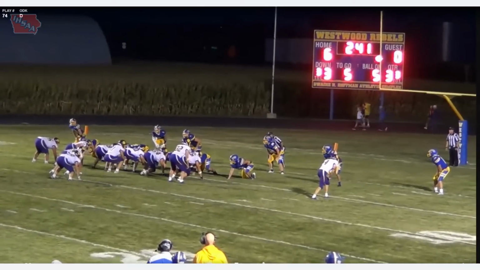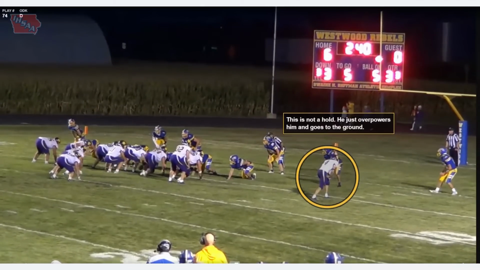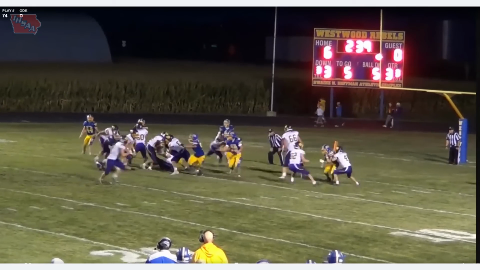On this first play, we have a holding call, and I just want to talk about increasing our threshold and understanding what we're looking for on a hold so we can be more consistent and have better holding fouls. This is not a hold. He just overpowers him, and he does take him to the ground, but he just pushes him to the ground from the side. This is not a grab and restrict takedown where he twists and turns him and throws him down to the ground. This is just a good block.